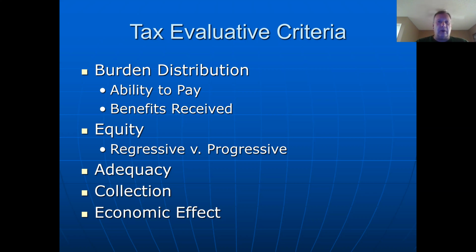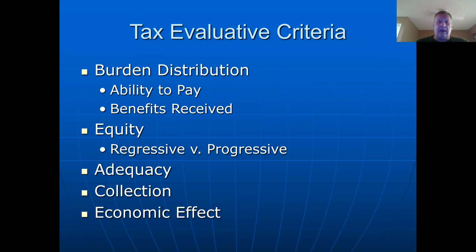So who pays the tax burden? Is it on ability to pay or a benefits received principle? We'll see as we talk about our 3 main forms of taxation. Some of them, such as income taxes, are an example of ability to pay, whereas a benefits received principle is something that we'll see with sales and consumption-based taxes.